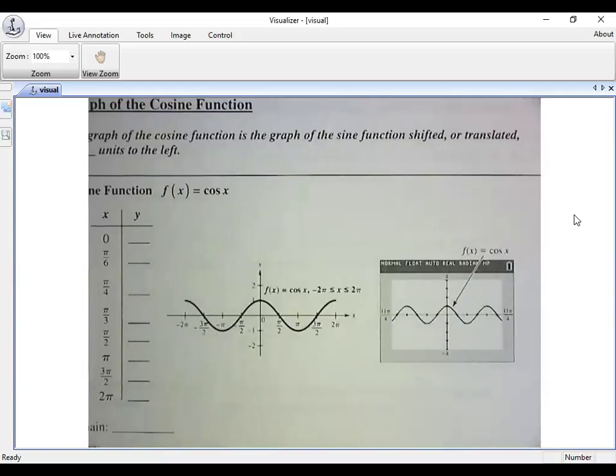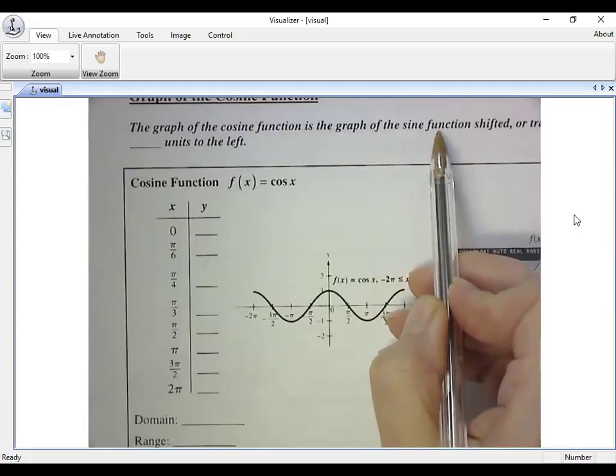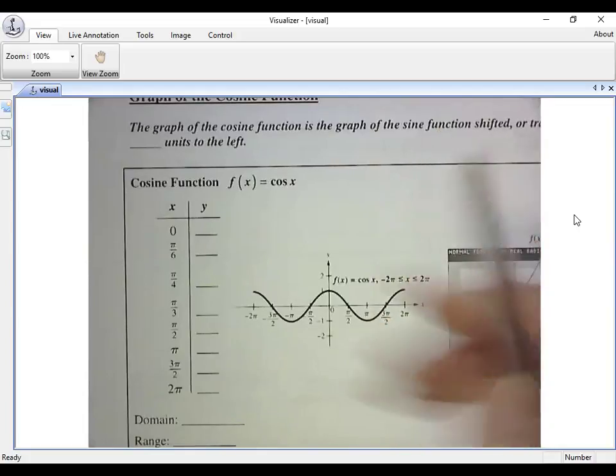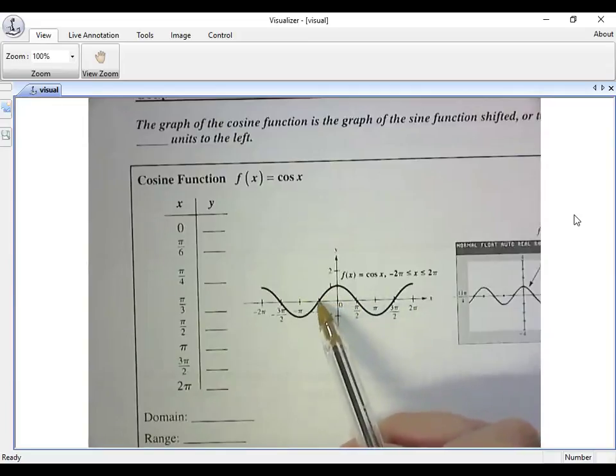So the only difference here is now we have been shifted, the sine function has been shifted or translated how many units to the left? Instead of it crossing at the origin, it now is crossing the x-axis where?